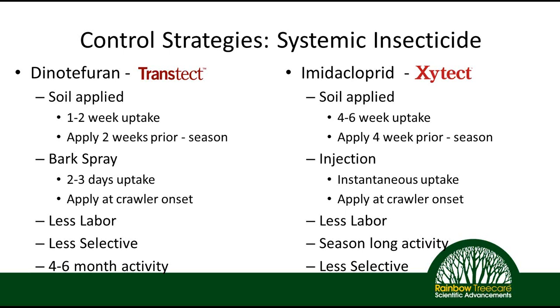So about 2 weeks prior to when crawlers are present is when you need to target hitting those crawler stages. However, with systemic insecticides, you have a little bit more of a window. You can apply either of these two well before that, as long as you're trying not to hit when flowers are present and when pollinators are going to those flowers. Since they have season-long longevity, they stop being effective about 2 weeks prior to when that season starts.